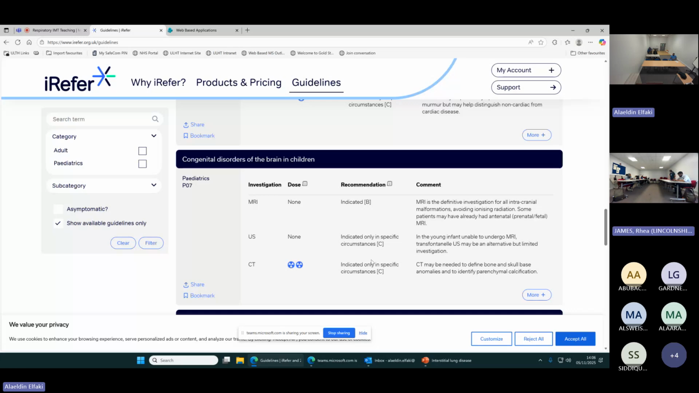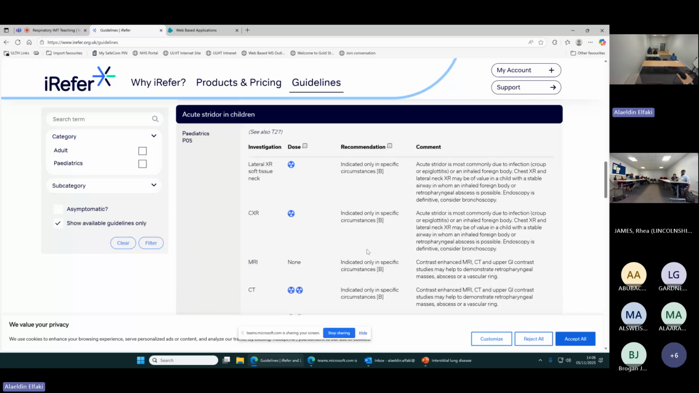In terms of vetting the scan, it becomes easier too. After requesting it, you can tell the radiologist that this was according to the guidelines on iRefer, and iRefer is according to the NICE guidelines. The trust actually pays for this to be available to everyone on the intranet, so I hope you can utilize this.